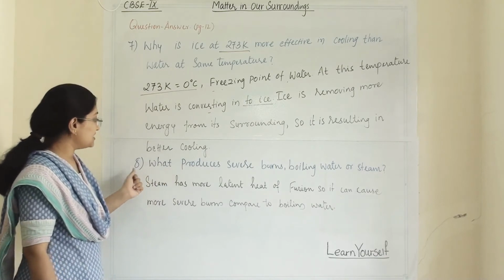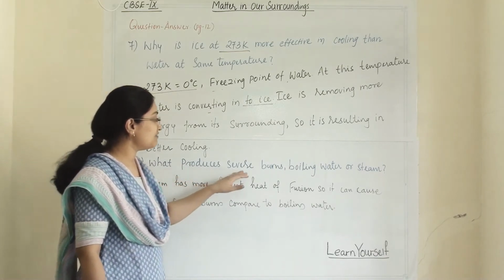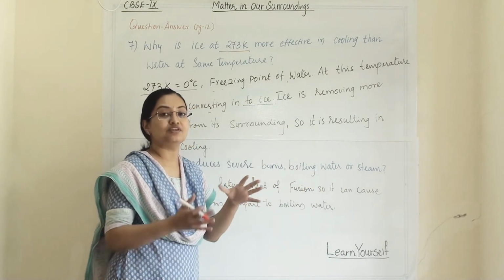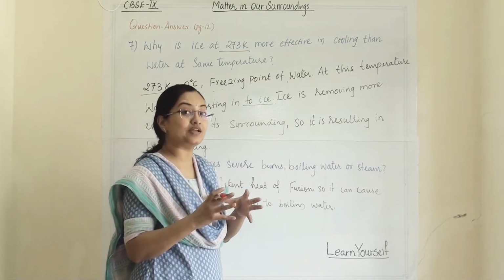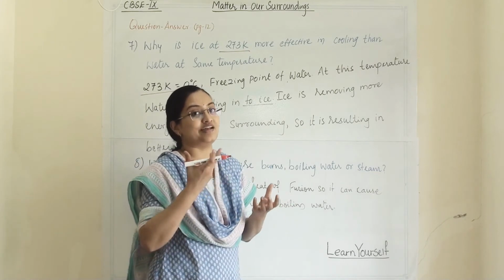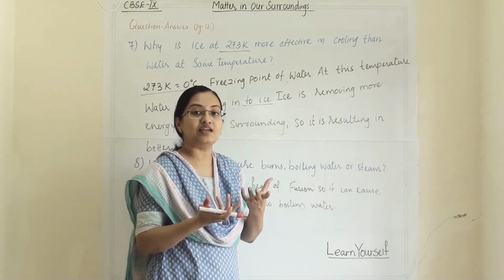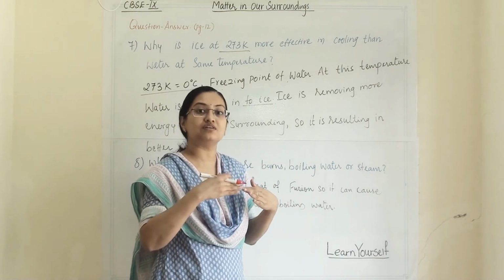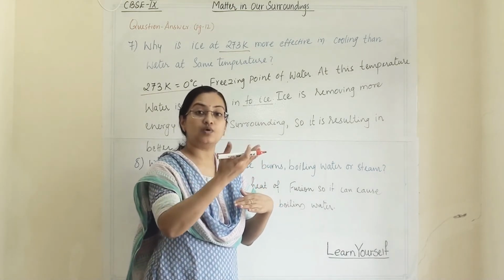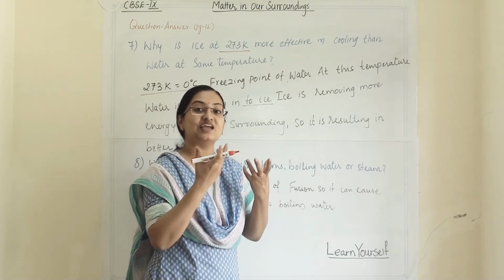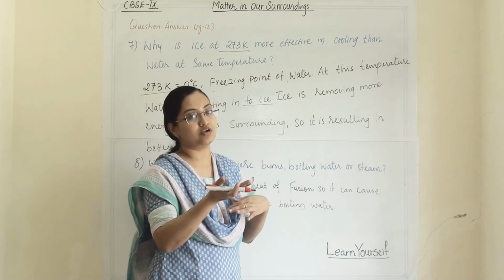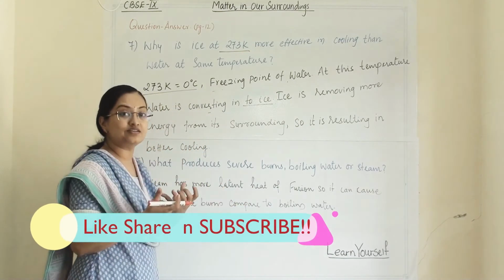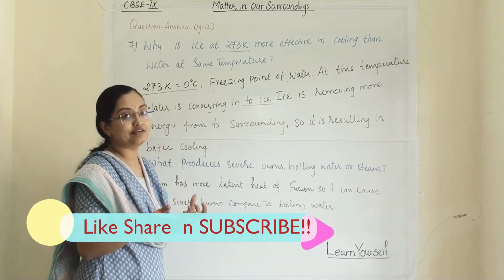Next question is, what produces severe burns, boiling water or steam? Here we have to compare the temperature of boiling water and steam. We know that water boils at 100 degrees Celsius, and whatever has been converted into vapor phase has gained more energy in converting into the gaseous state.